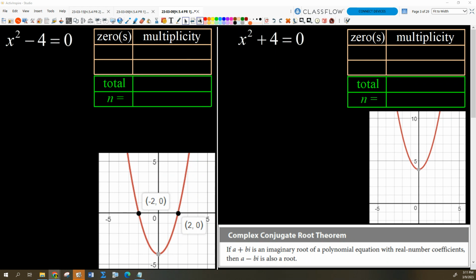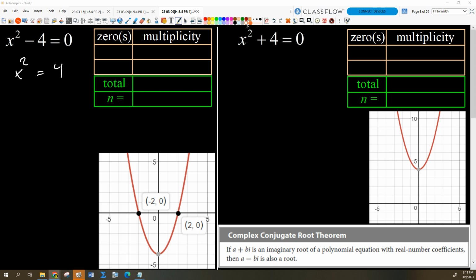What am I going to do? x squared minus 4 equals 0. You've done this many, many times. We could solve by isolating, couldn't we? If I add the 4 to the other side, I get x squared equals 4.